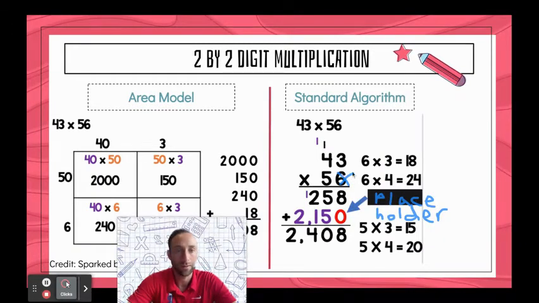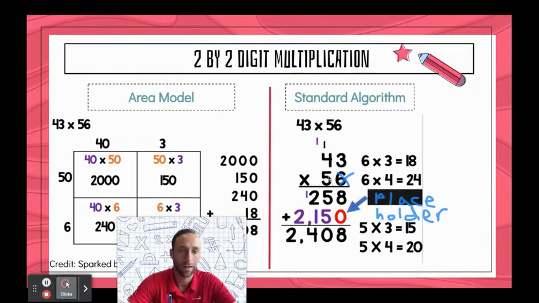Now that I'm done with the 6 and I've got my placeholder there, I'm going to go now to the 5, and I still multiply by the ones place first and then the tens place next. So 5 times 3 is 15. I'm going to write down the 5 there and regroup the 1 up here. Notice it's in a different color. Next, I do 5 times 4. That is 20. 20 plus 1 is 21. 2,150.